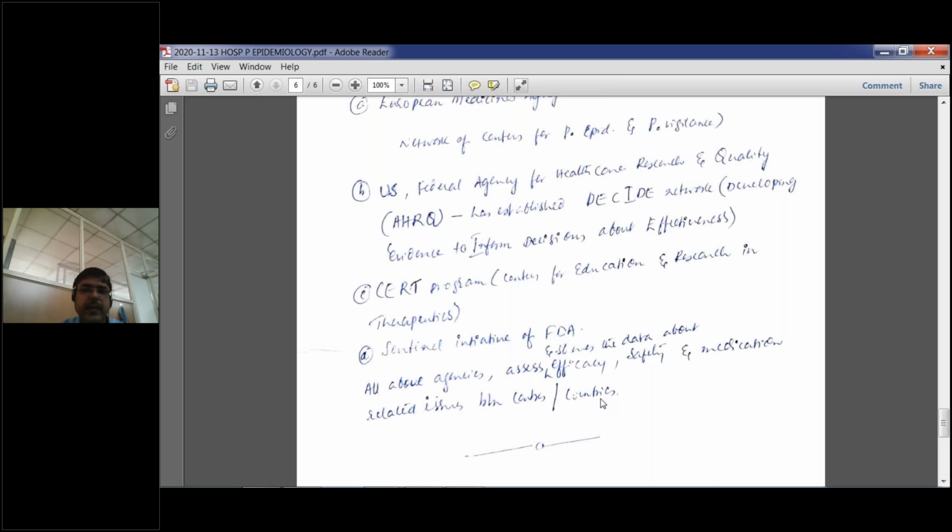So this kind of agency will gather the information from all the agencies shown above, and also from different agencies, and collect the information in totality, about efficacy, safety, and medication-related issues, between different centers within one country or many centers in different countries. So these are the applications of pharmacoepidemiology at the hospital level, right? Any doubt in this direction?